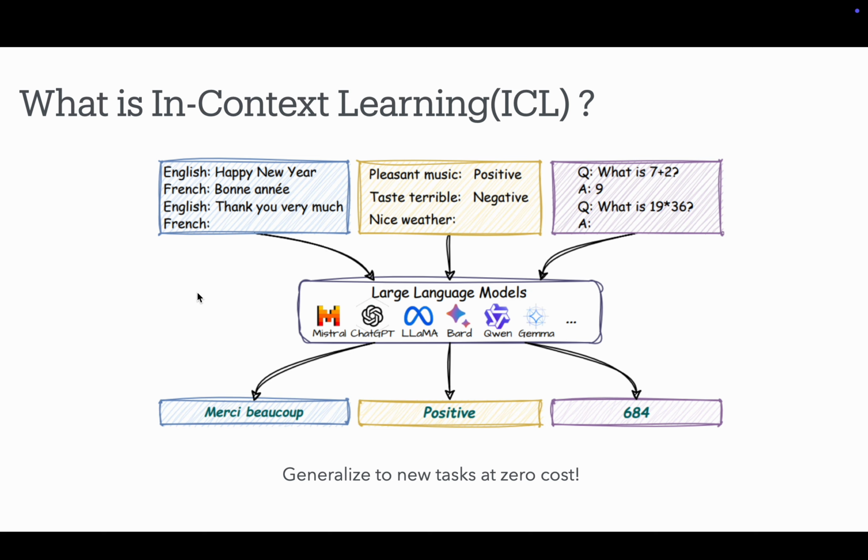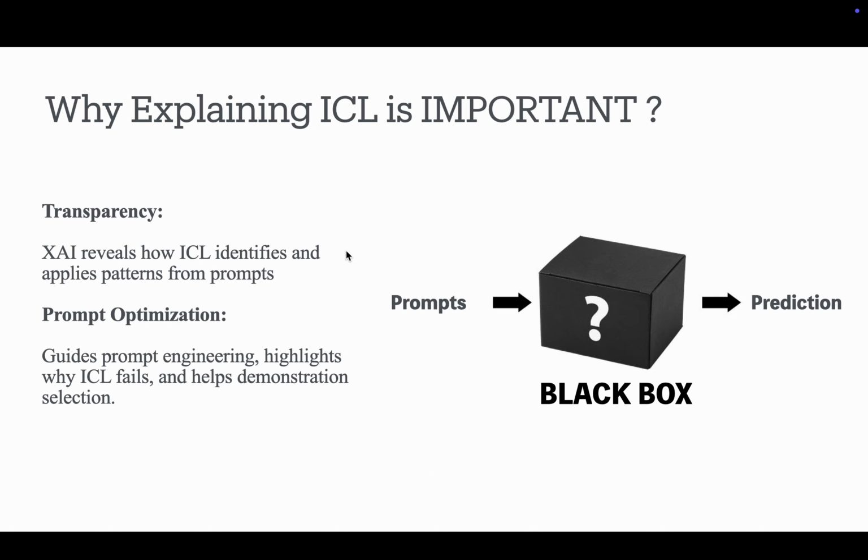So what is in-context learning? It is the ability of a large language model to perform a task by observing the patterns in the demonstrations in the prompt. For example, this is a translation task. I provide some examples and it can make predictions based on the provided examples. So with in-context learning, we can generalize a large language model to a new task without pre-training or fine-tuning the parameters. So it is very low cost.